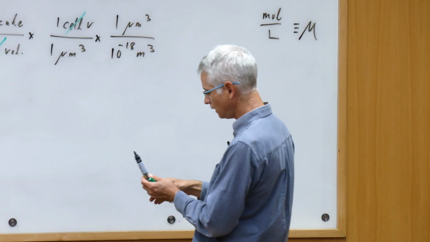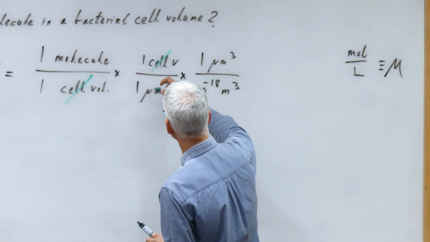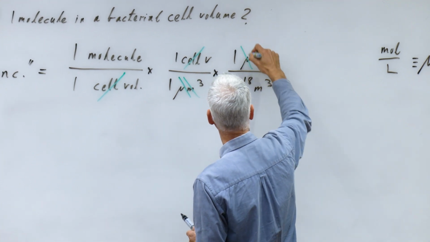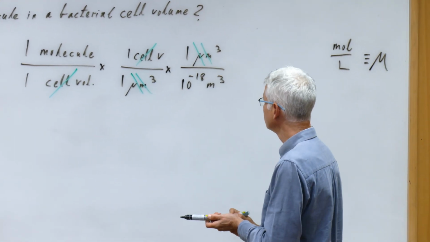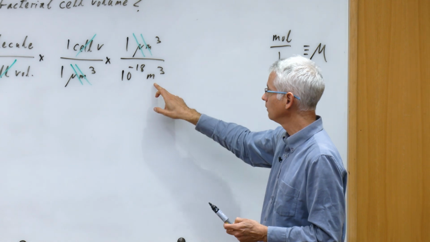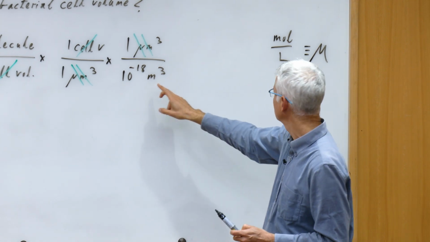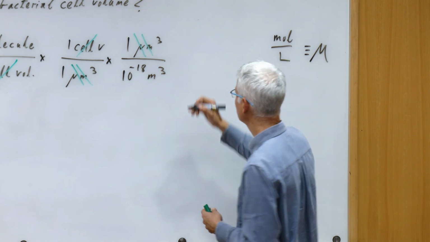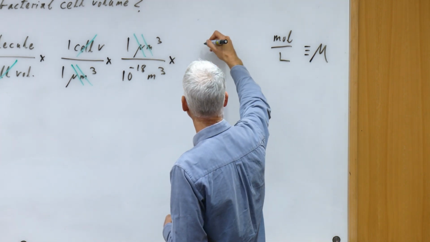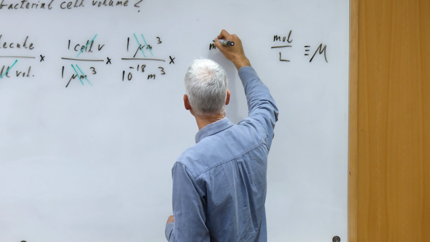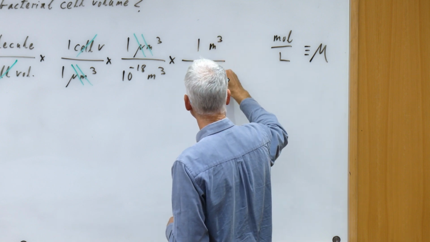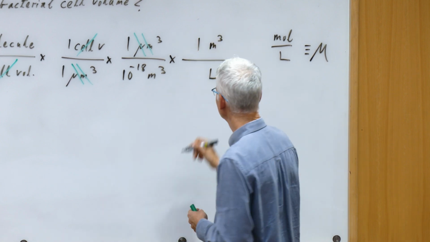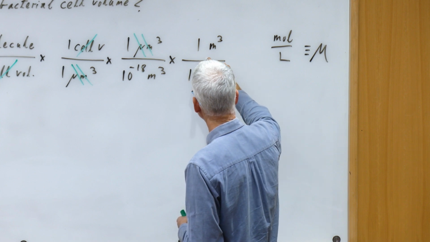And that's again nice because now I'm going to get rid of this. But that's not good enough. I'm in meters cubed, and I want to get in the end to liters. So what would I do? I would multiply by 1 once again. I want to get 1 meter cubed, and now I want it to be liters. And that I remember, that's 1,000 liters in a meter cubed.